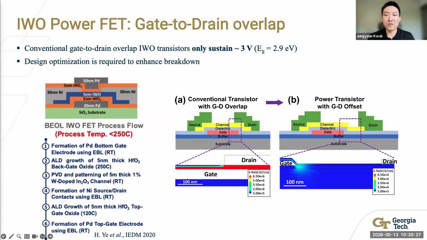The simulation color maps on the bottom directly compare the two cases at the same voltage. In the conventional design, the field is bright red at the overlap edge. In the offset design, the field is distributed evenly, with no single hotspot. This is what enables a device to hold more than 12 volts at the drain, as we will see on the next slide.